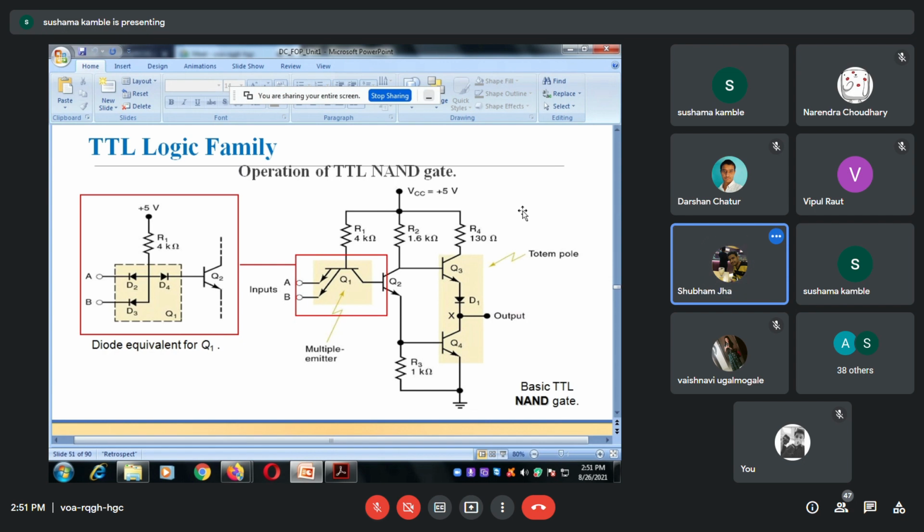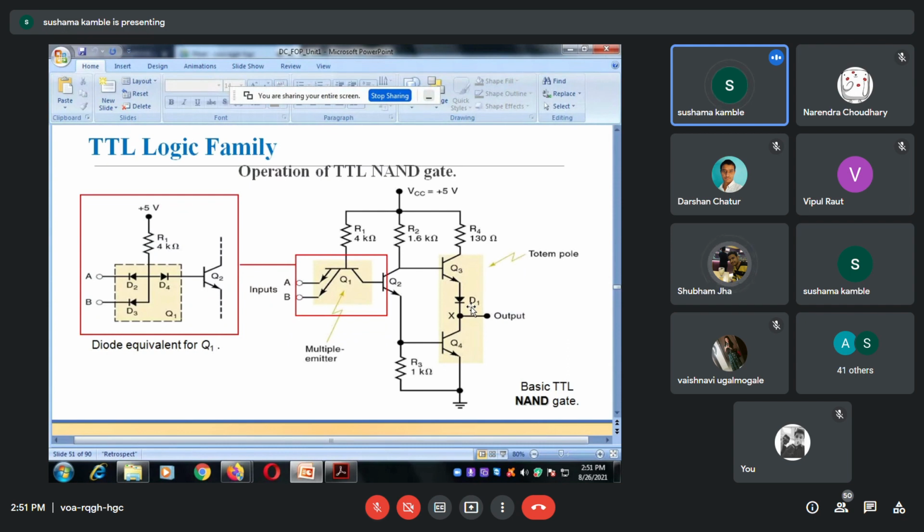7400. Okay. So you have to learn how this NAND gate works, how you are getting the truth table for the NAND gate. What is the truth table for the NAND gate? When the input is 1, 1.